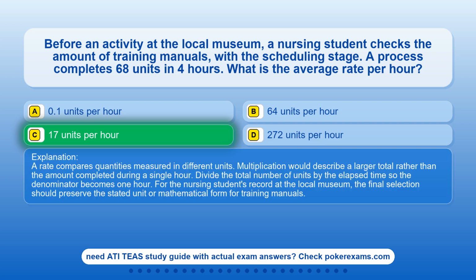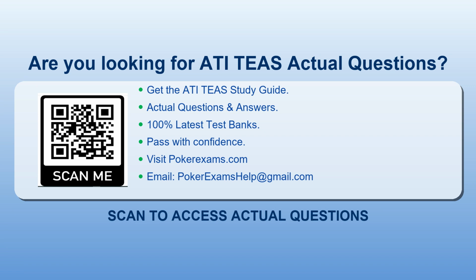A rate compares quantities measured in different units. Multiplication would describe a larger total rather than the amount completed during a single hour. Divide the total number of units by the elapsed time so the denominator becomes 1 hour. For the nursing student's record at the local museum, the final selection should preserve the stated unit or mathematical form for training manuals.